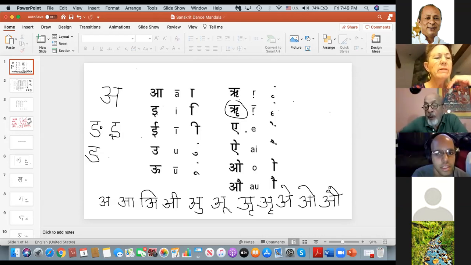Have you heard of Rig Veda? Yes. Yeah, the earliest Indo-European text. That Indo-European text, the name begins with this Rig. It is called Rig Veda. This is a very fast syllable. Rig.